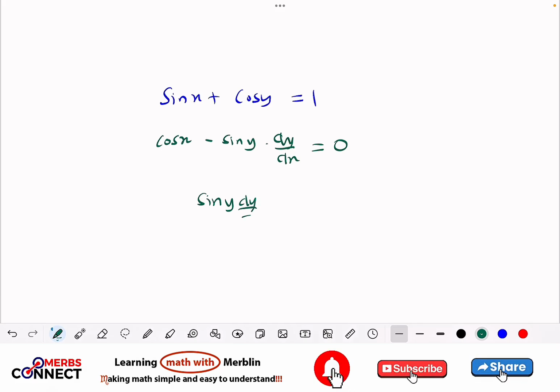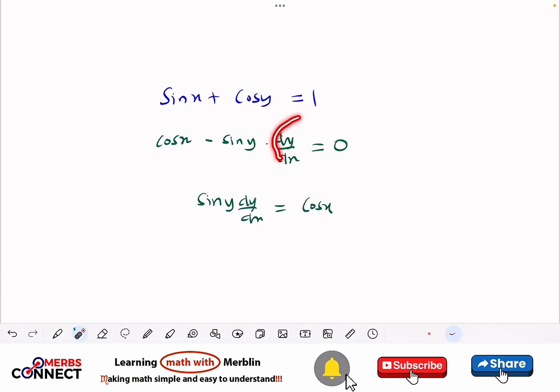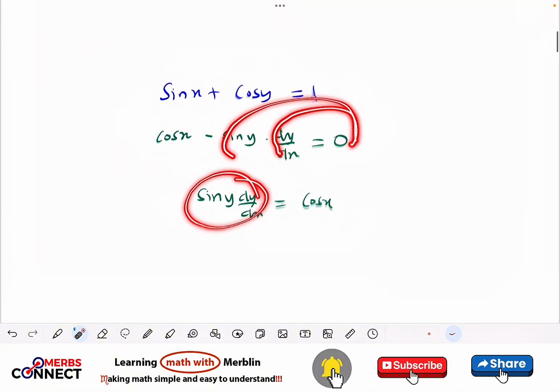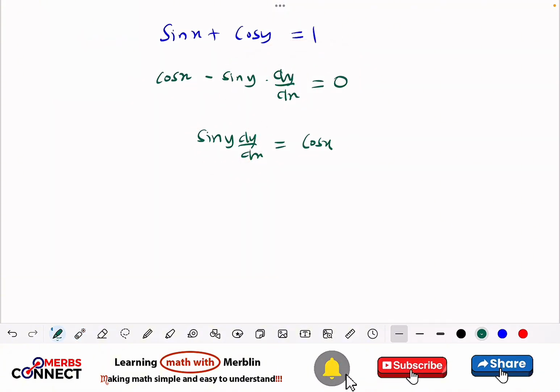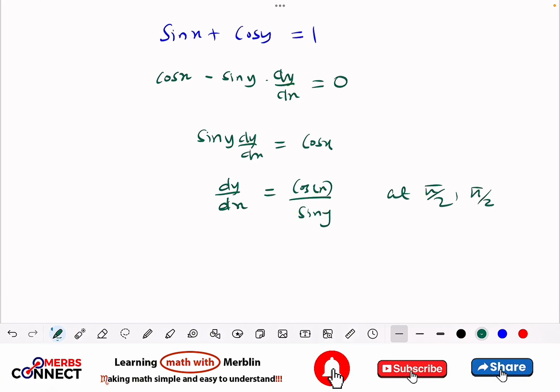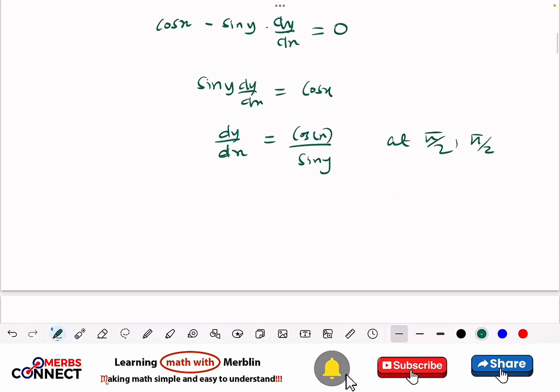So this is going to give us sine y dy over dx, which is equal to cos x. So I move this one to this side, it becomes positive. Divide through by sine y, and I'm going to have dy over dx is equal to cos x divided by sine y. We have a point, pi on 2, pi on 2. So let's just put it in and see what we are going to get.